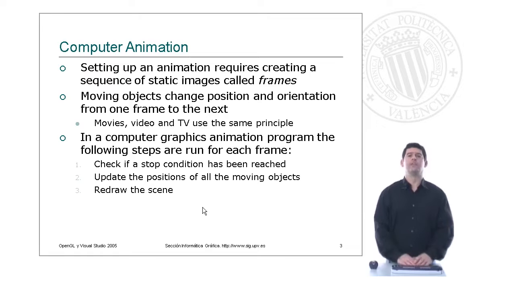In computer graphics, animation programs have to follow these steps. For each frame, we're going to follow 3 steps. The first one will check if a stop condition has been reached, that is, if the program has to be terminated. The second step is to update the positions of all the moving objects. And the third step is to redraw or redisplay the scene.